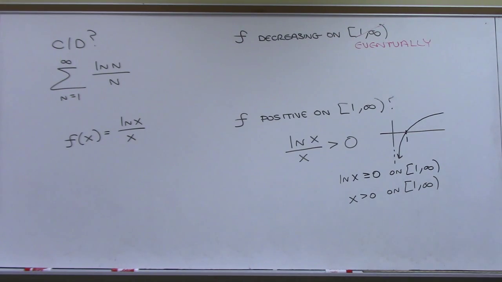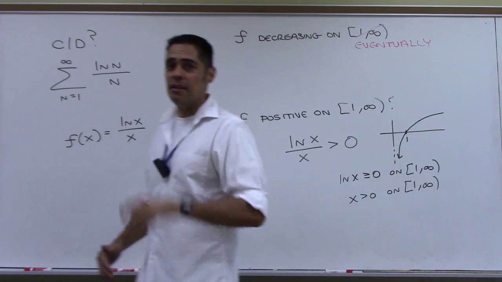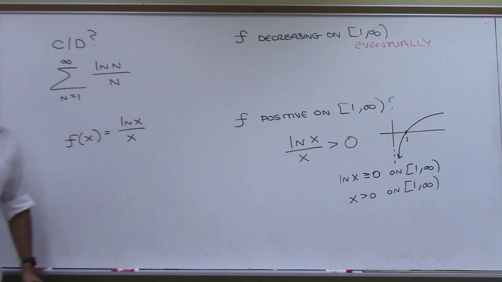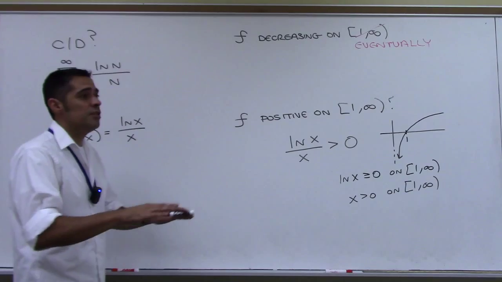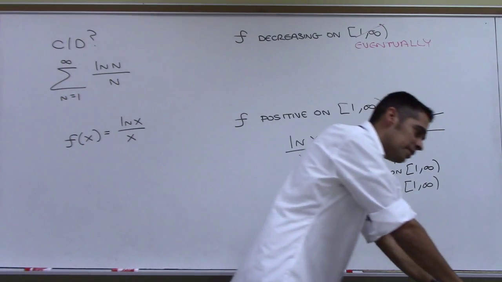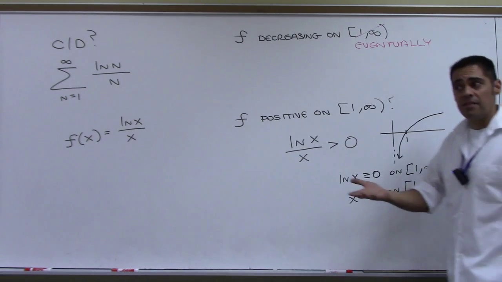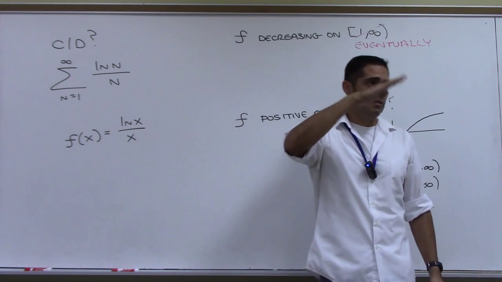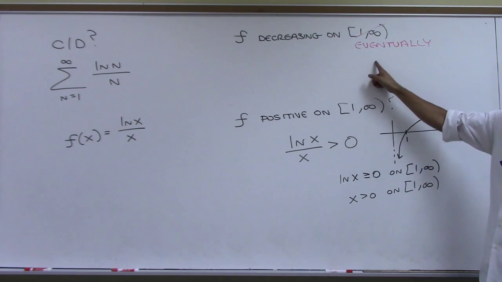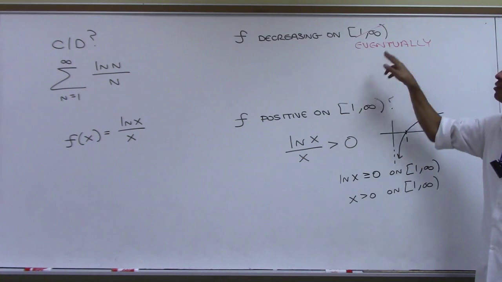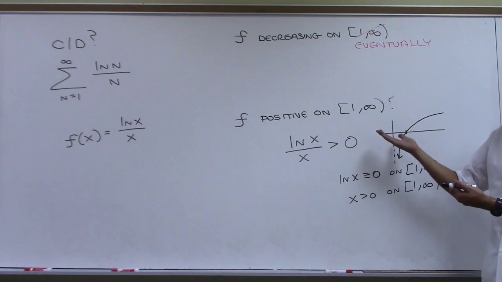Think Cal 1. What was Cal 1 about? I'm doing this in my Cal 1 class right now. I did it yesterday. What do we have to look at to figure out if a function is increasing versus decreasing? The slope, right? The derivative. If the derivative is positive, the function is going up. If the derivative is negative, the function is going down, right? So all I need to do to show this is prove to you that the derivative is negative eventually. Do you agree? Is that enough for you?